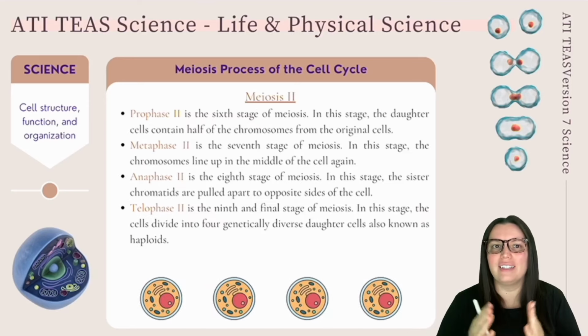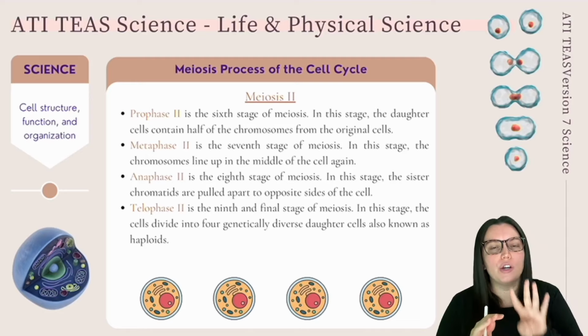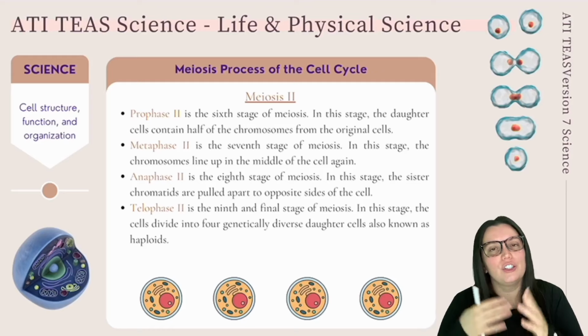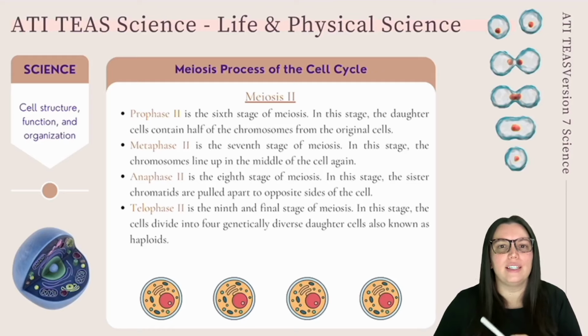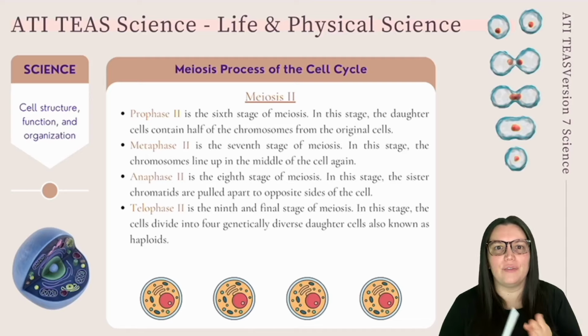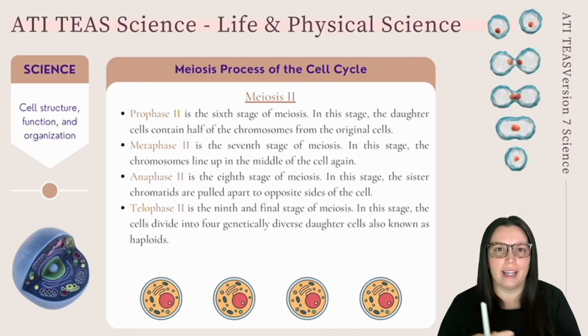So another part of the cell cycle is meiosis. Cells can divide through the process of meiosis, and this particular cell division results in four genetically diverse daughter cells. So unlike in mitosis, meiosis has two stages. Meiosis one, where it's exactly the same: interphase, prophase, metaphase, anaphase, and telophase. And then there's meiosis two, which again, that whole process reduplicates itself.